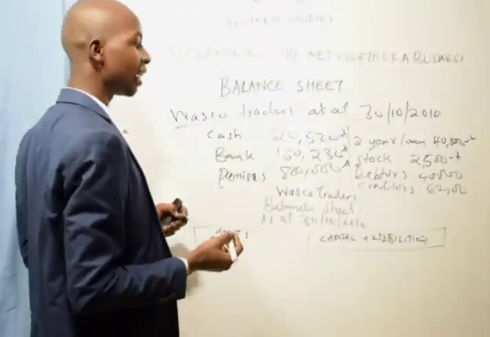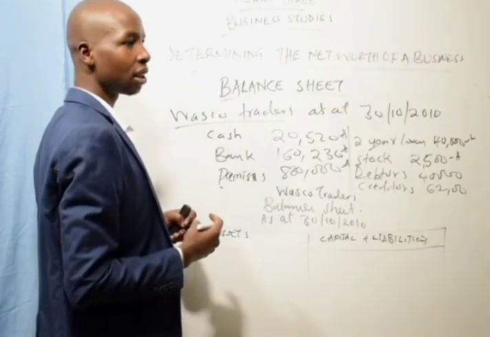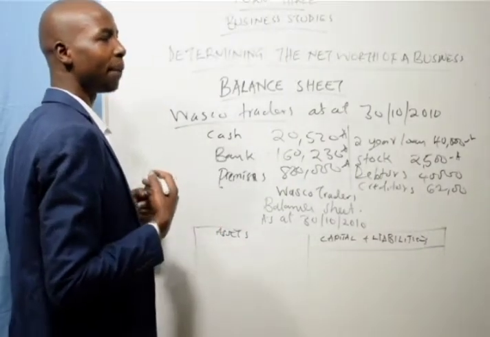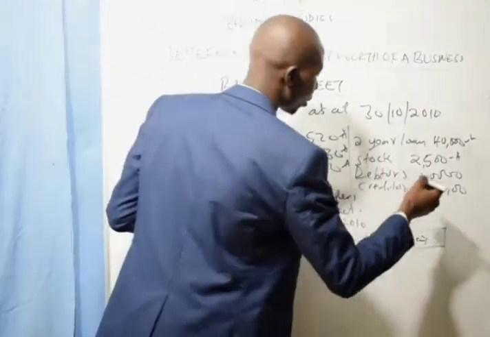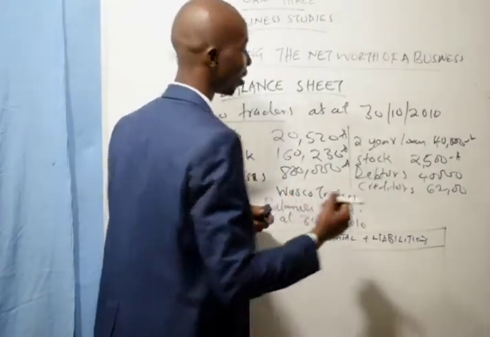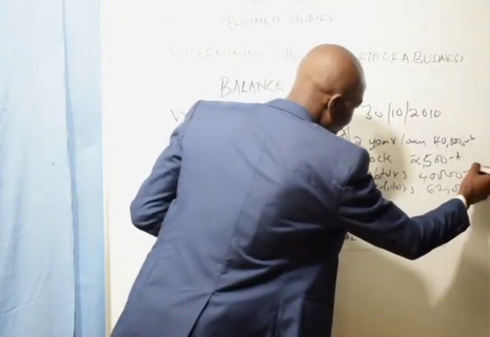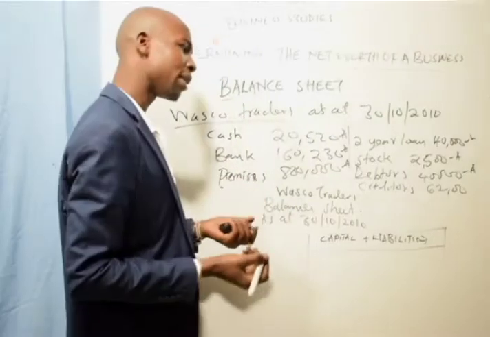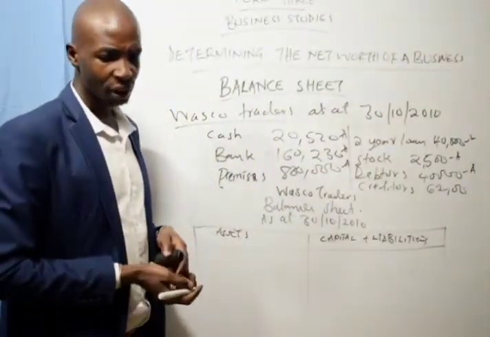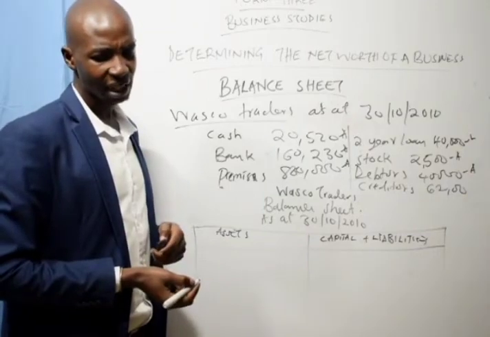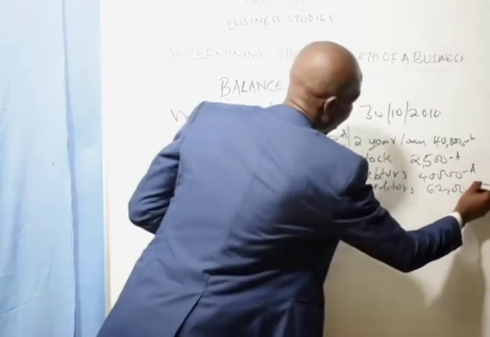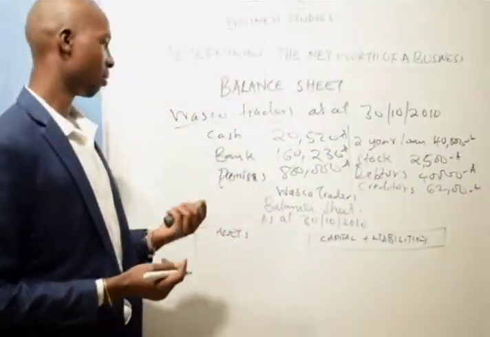And debtors, these are people who owe my business money. So when they finally bring in that money, that money is mine. So debtors is an asset. What about creditors? Creditors are the people I owe money. So the people I owe money, they are a liability. I must pay them.